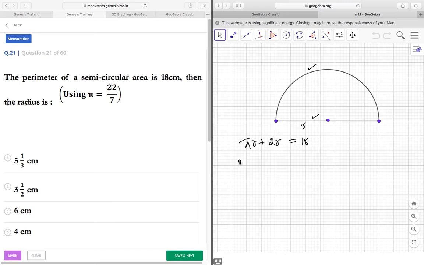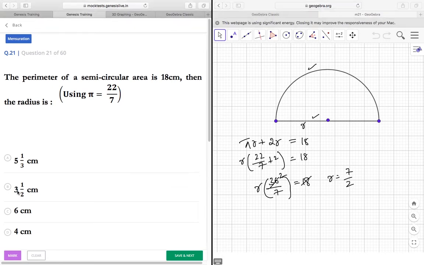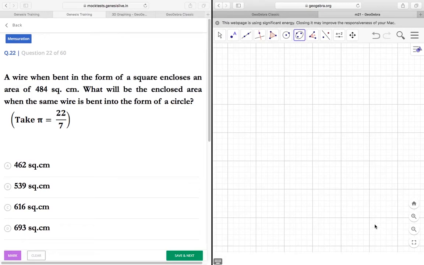So I'll take out R common. You have 22 by 7 plus 2 is equal to 18, or (22 plus 14) by 7, that is 36 by 7, is equal to 18. You have R. So R is equal to 18 times 7 by 36, or R is equal to 7 by 2, or 3.5 centimeter. Very simple direct question. Okay.